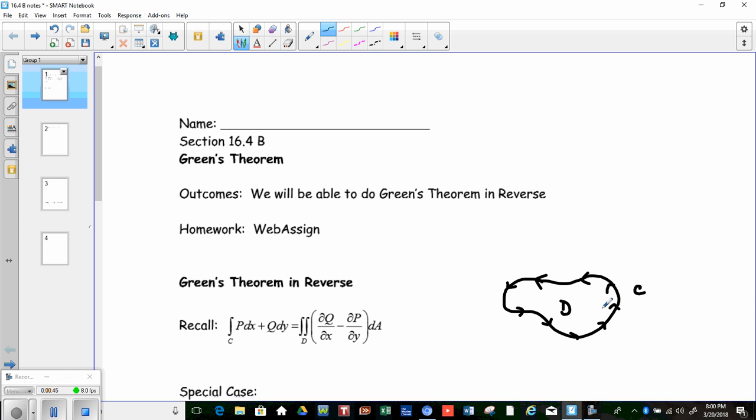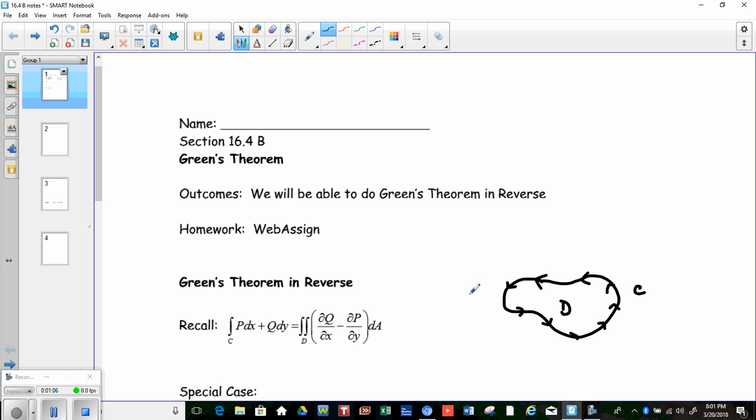We'll call this C. If you were to go around this thing counterclockwise, doing the line integral, you would be able to do the line integral of P dx plus Q dy, which would be the same as the double integral over D of dQ/dx minus dP/dy dA.